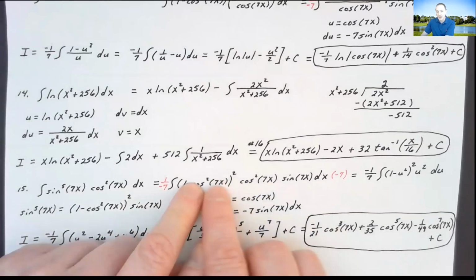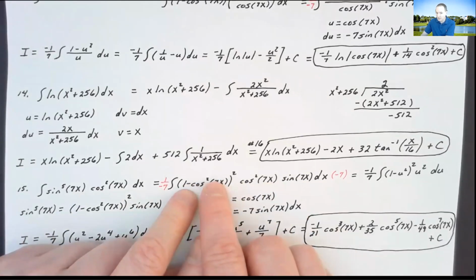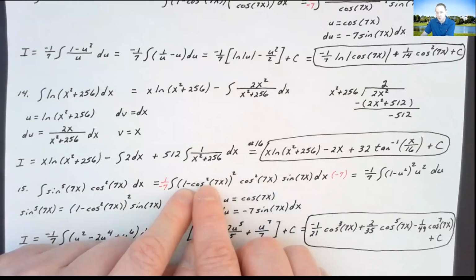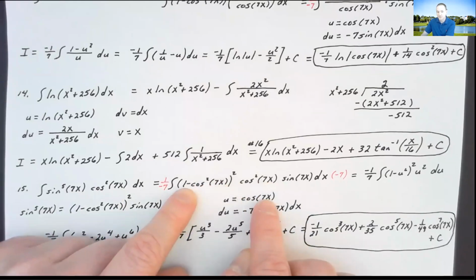Now I'm thinking, I would like to let u equal not the second power of the cosine, but just the cosine of 7x. And then I can say, well, if I did that, the derivative would have to be, derivative of cosine is negative sine. So this is going to be negative 7 sine of 7x, since the derivative of the angle is 7.